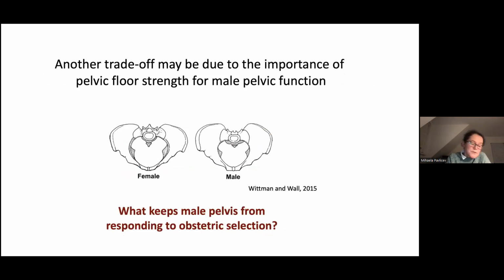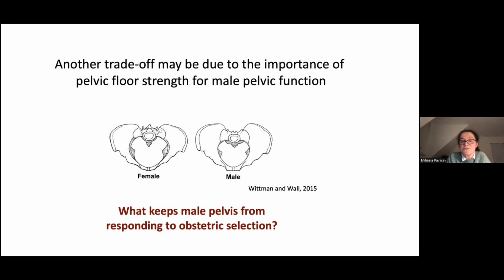I want to put forward another one, from a perspective that has been quite neglected, and that is that there might also be a trade-off due to the importance of pelvic floor strength for male pelvic function. We've been quite focused on the female pelvis, but forgetting that the same structure is present in males as well.